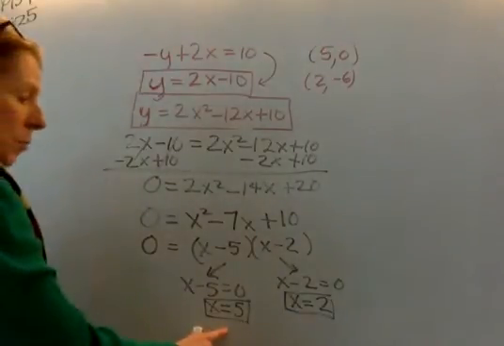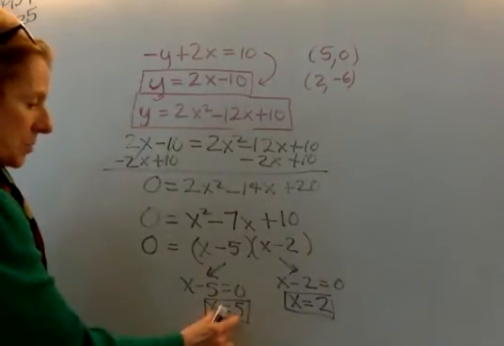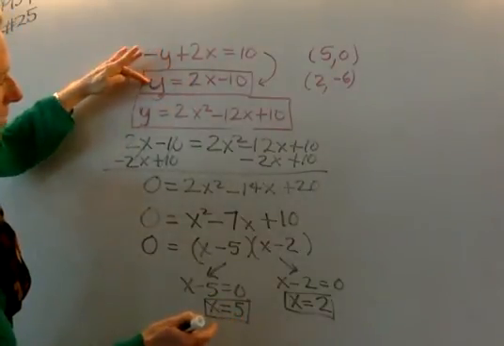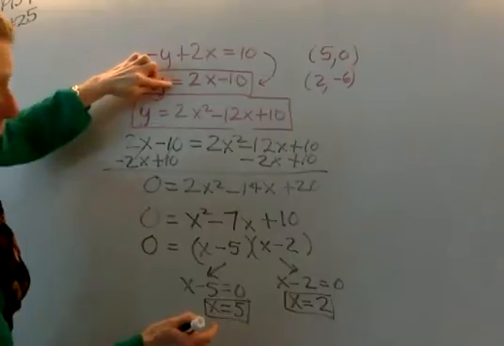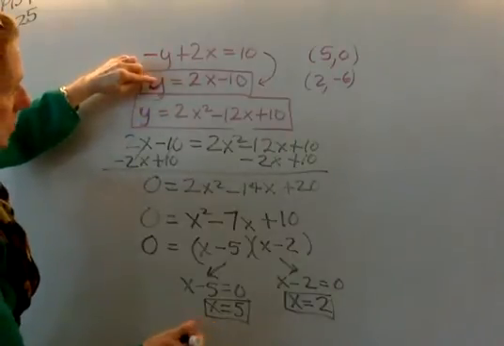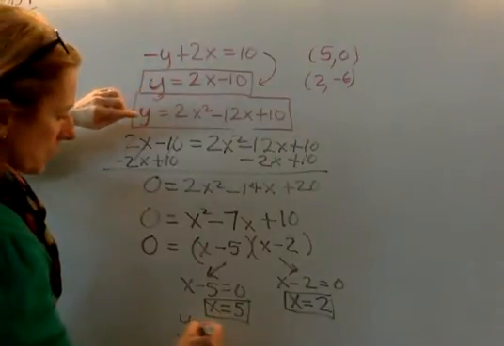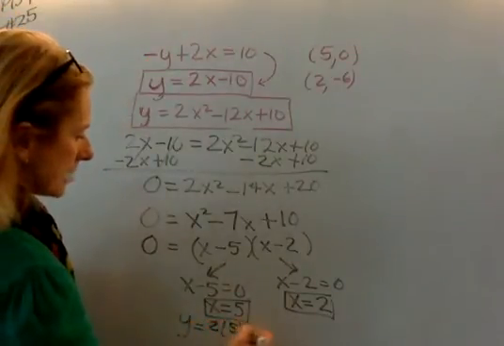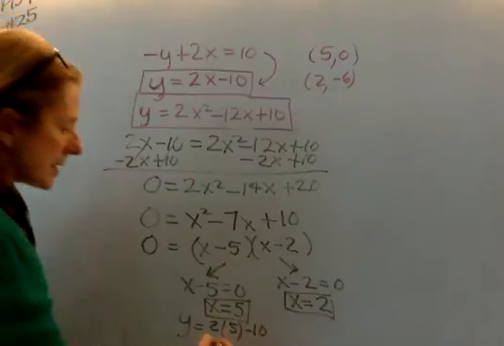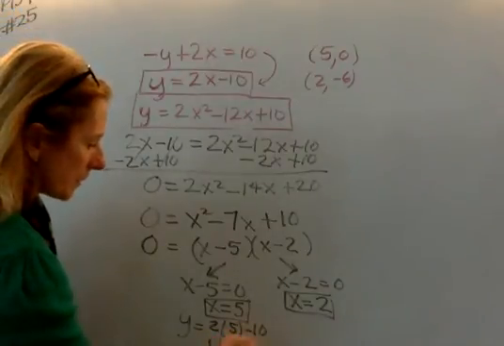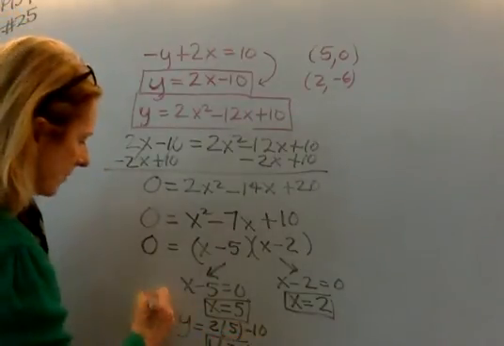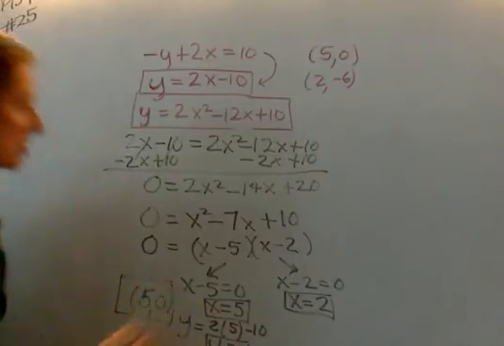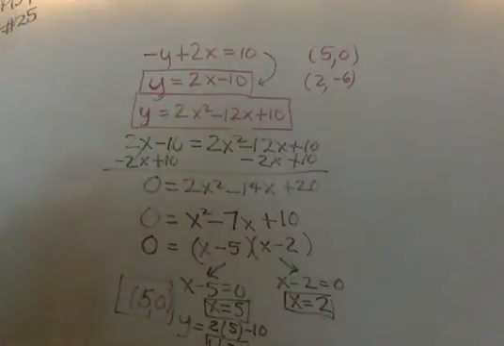To find the y coordinates that go with them, I just use these x coordinates in the equation. I can put it into this equation to find out what y is, or this one. I think this one's going to be easier. So I'm going to say that the y coordinate that goes with 5 is 2 times 5 minus 10. And 2 times 5 minus 10 is 10 minus 10, or 0. So when x is 5, y is 0, and that is one of my solutions. Same solution I got graphically.